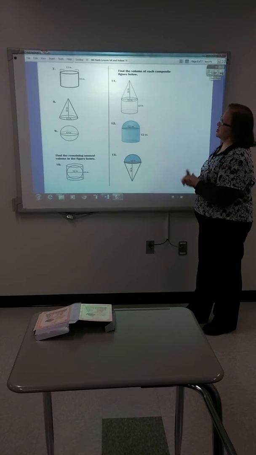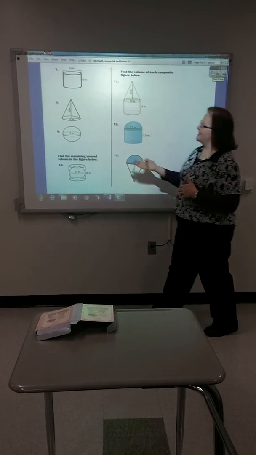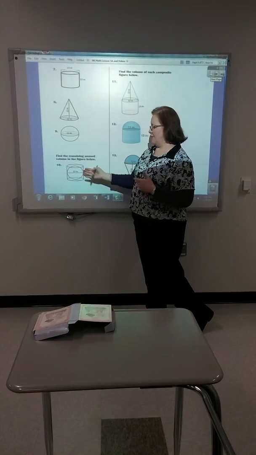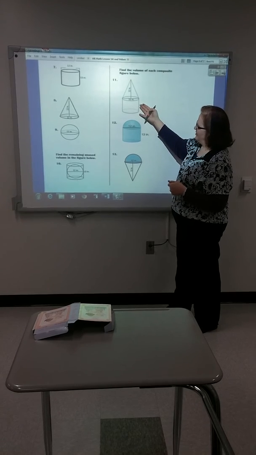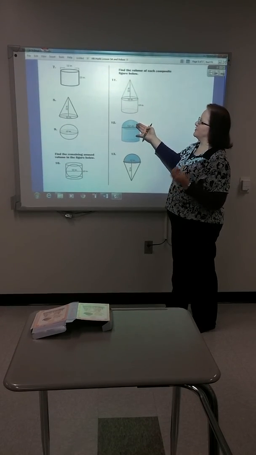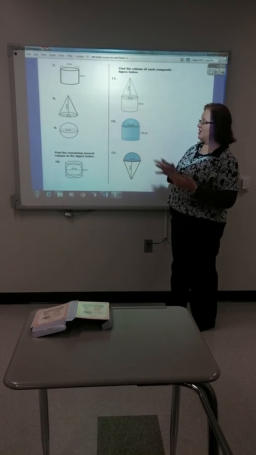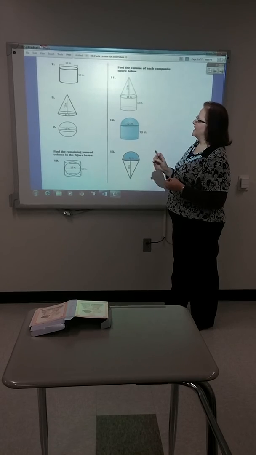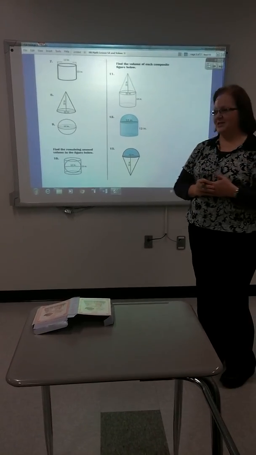Some other situations you can find yourself in, particularly with volume, are some variations. Not just one figure, but perhaps a figure inside a figure on top of a figure, or a partial figure on top of a figure, all of which give you extra challenges. But if you know how to find volumes of individual pieces, you should have no trouble tackling any of these challenges put before you. That concludes our lesson for today.